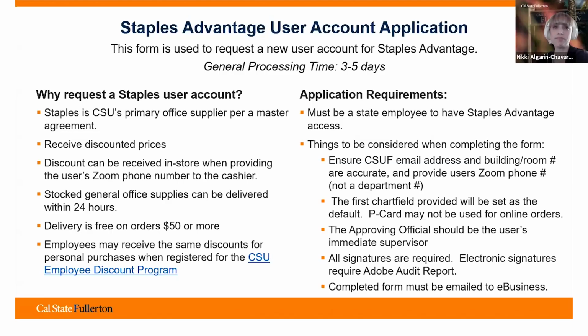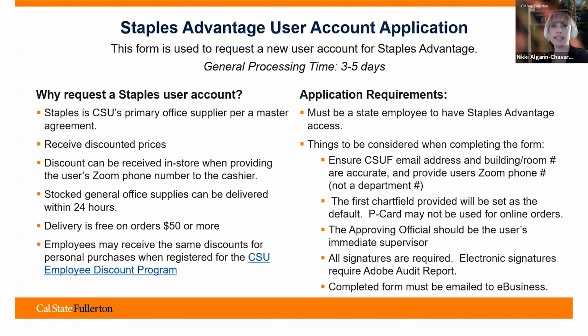Well, primary use is because it is our primary office supplier per the CSU agreement. So we should be utilizing them over Amazon or any other suppliers. That's not to say that if their prices are higher, that we are required to go with them, but they should take priority over some of the other competitors.